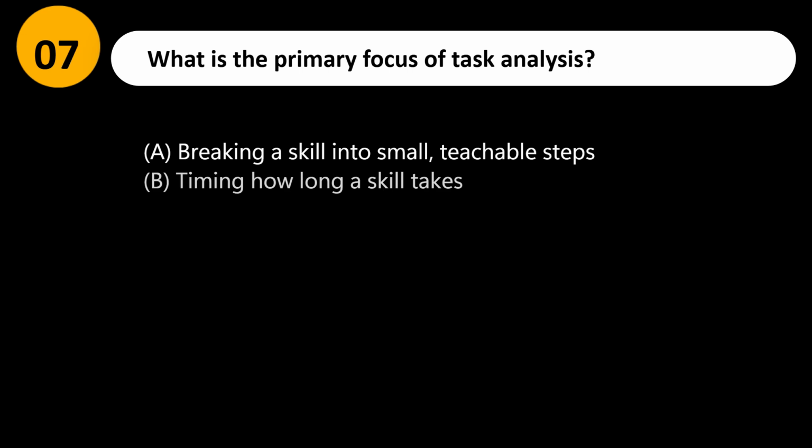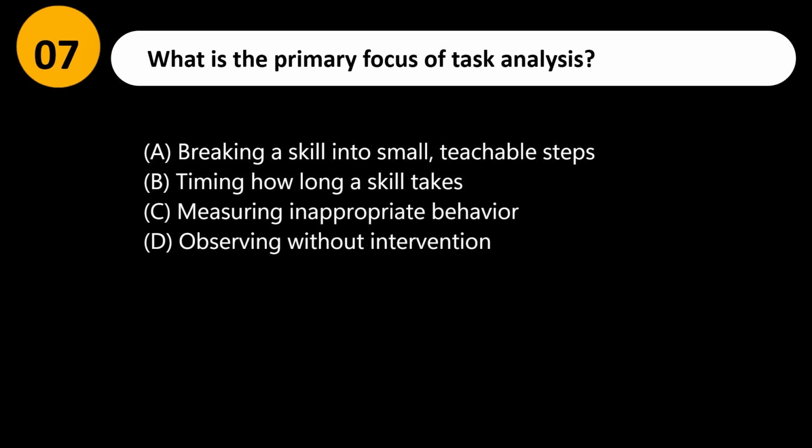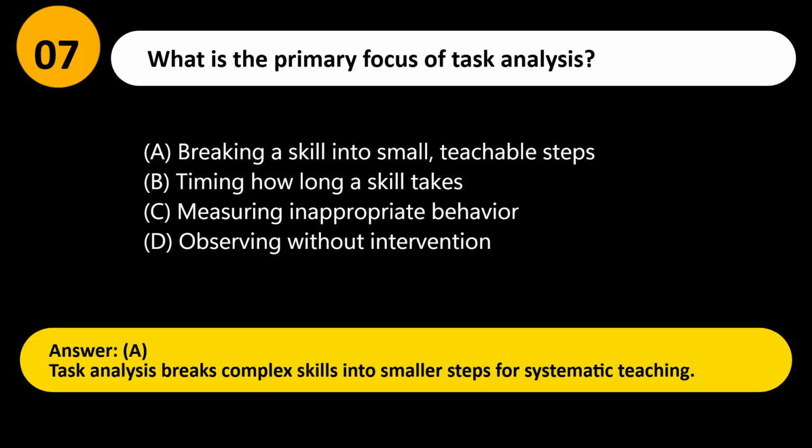What is the primary focus of task analysis? A. Breaking a skill into small, teachable steps. B. Timing how long a skill takes. C. Measuring inappropriate behavior. D. Observing without intervention. Answer, A. Task analysis breaks complex skills into smaller steps for systematic teaching.